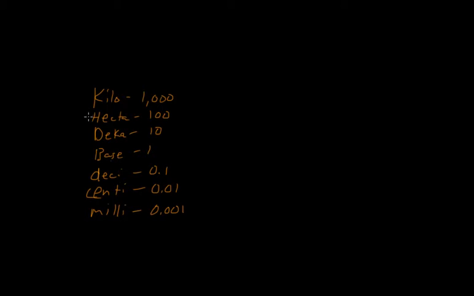Okay? So the abbreviations for these are a capital K, a capital H, a capital D. Sometimes you may see a little d, little a, lowercase da. That means deca, but this one's probably more common. Base can be anything. Base could be things like liters, meters, grams. Anytime you see a letter by itself, like in this case, that's going to mean that you have a base. Deci is going to be a lowercase d, centi is a lowercase c, and milli is a lowercase m.